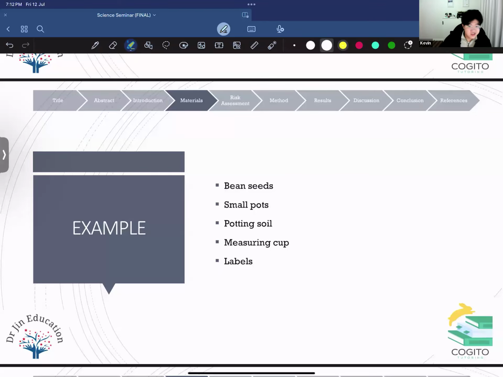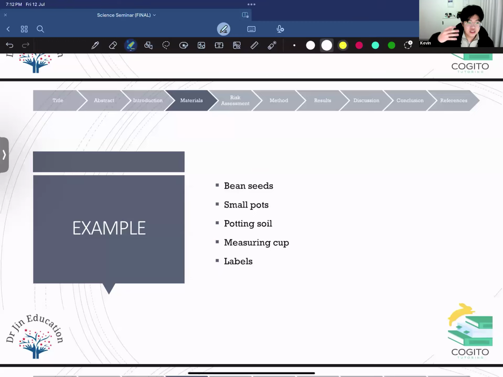Okay, I'm looking at this, right? And it doesn't seem that good, right? Jacob, someone new. Jacob, what do you think? I think it's bad because it doesn't specify like the amount of soil or how many bean seeds. Correct. Very good, right? It doesn't tell you the quantity and it's not even complete, right?